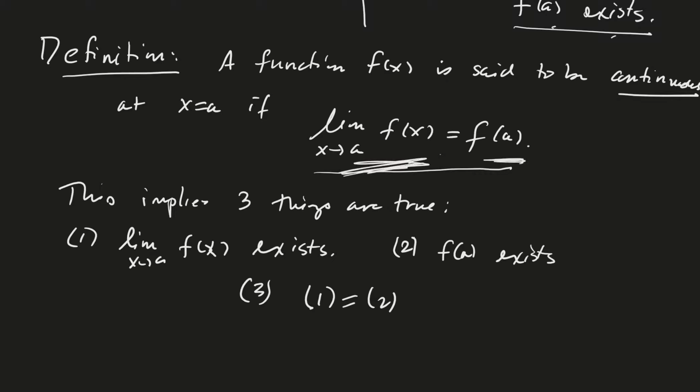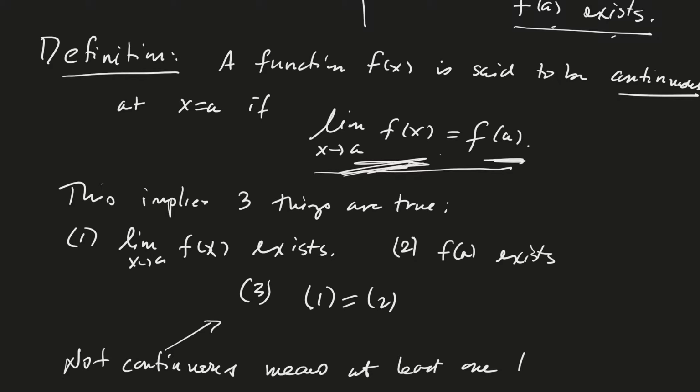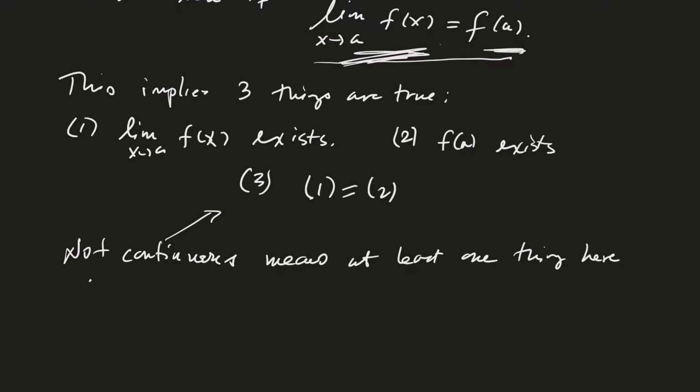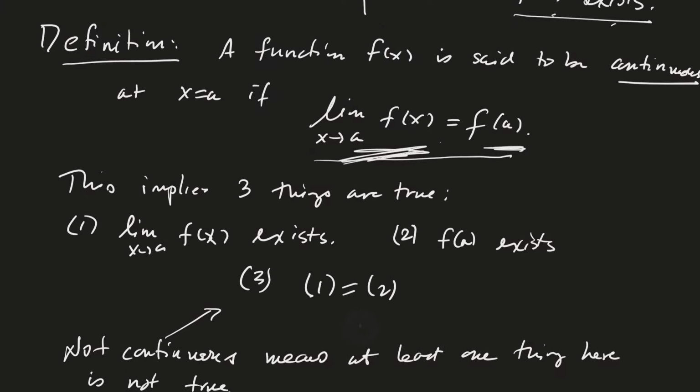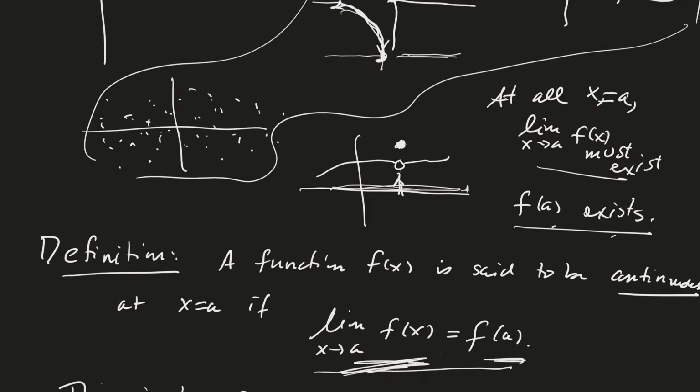So when something is not continuous, that will mean that one of these three things is not true. So not continuous means at least one statement here is not true. Okay, so let's take a look at our previous examples over here.